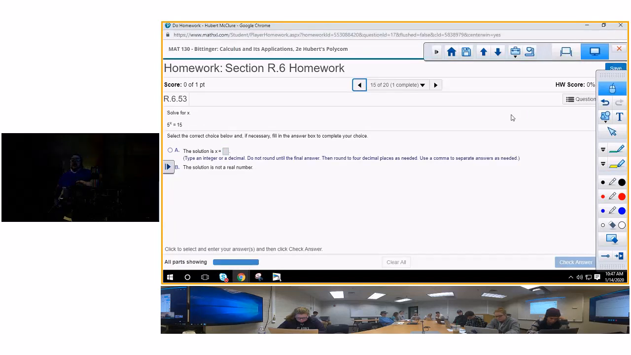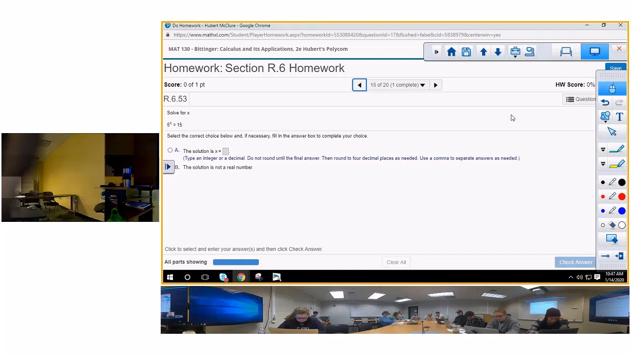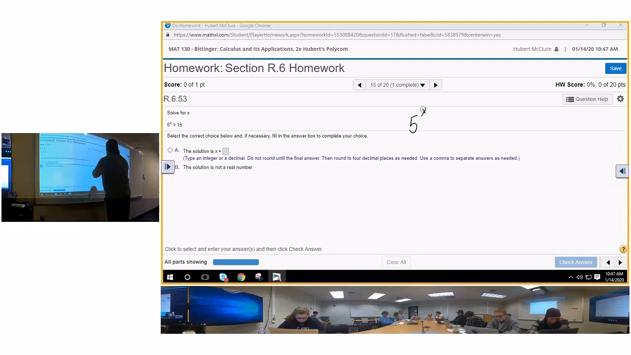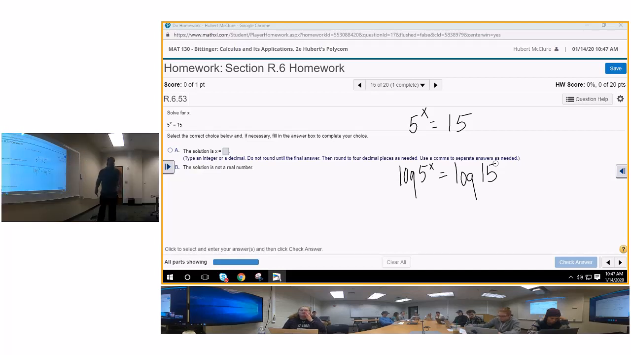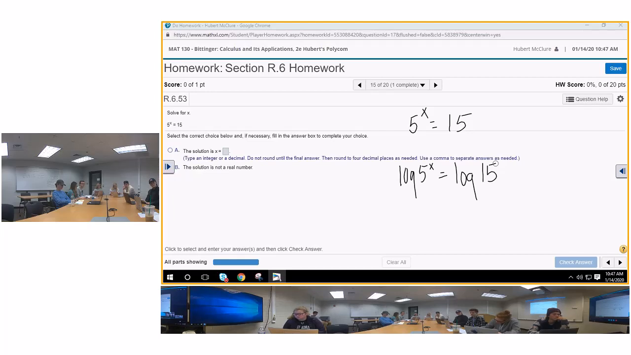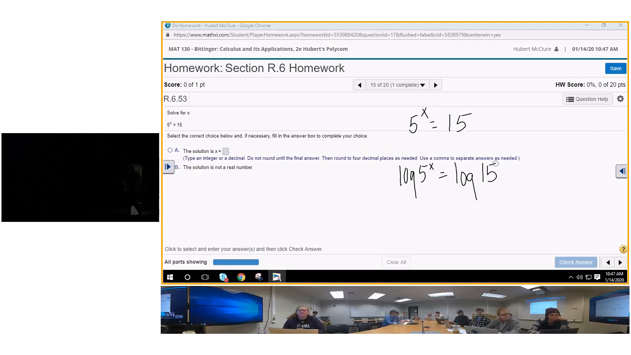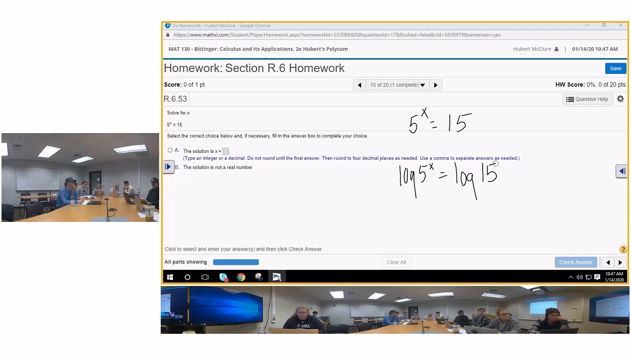So 5 to the x power is equal to 15. Log of 5 to the x equals log of 15. Now, at this point, all of you should know what to do. Use the power rule. Power rule says what? 109 should all be talking. What does the power rule say? Power rule of logarithms.